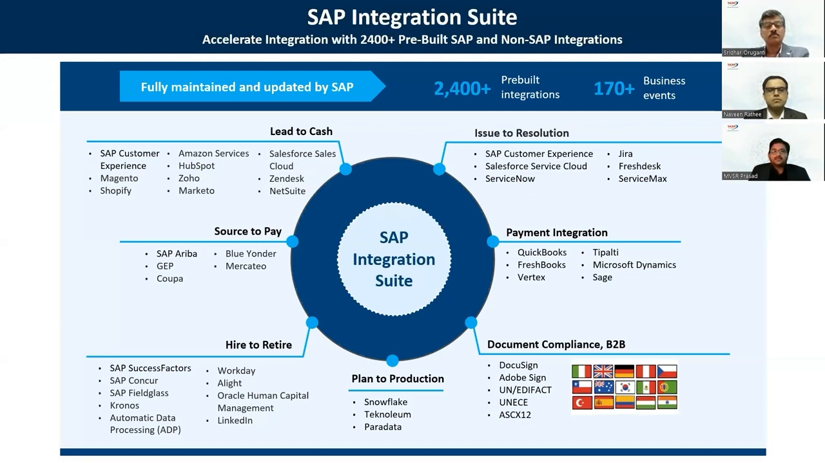Which is a kind of extended version of SAP PI PO, which is getting ended by December 2027 as part of mainstream offering from SAP, and also the extended support from SAP till 2030. So it's obvious to customers that they need to move to the SAP Integration Suite.